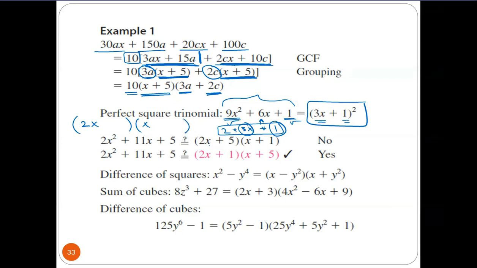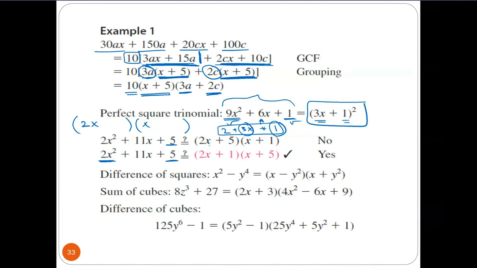Why? Because if we multiply 2x with x, this is 2x squared. Now, we need to search for two numbers whose product equals 5. We have 5 and 1, or negative 5 with negative 1. So we try now.